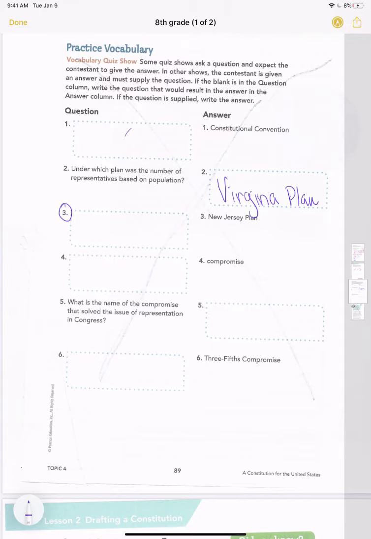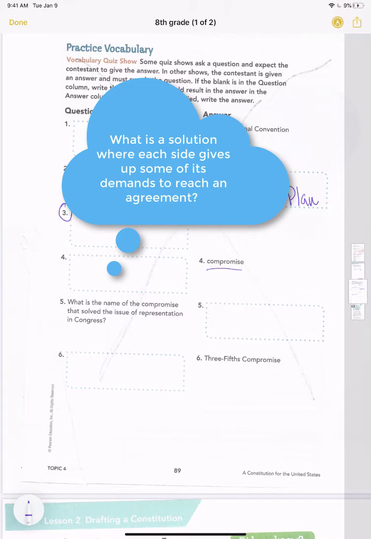All right, so number 4, we know the answer is compromise. So I would take my definition and turn that into a question. We know a compromise is a solution where each side gives up some of its demands to reach an agreement. So I would say, what is a solution where each side gives up some of its demands to reach an agreement? So this is what your question would be for compromise.